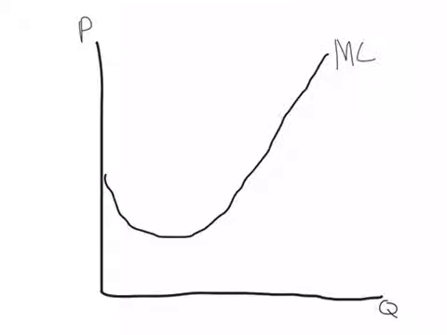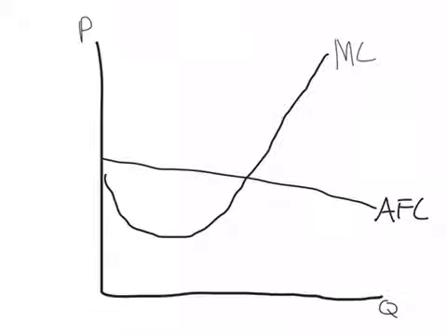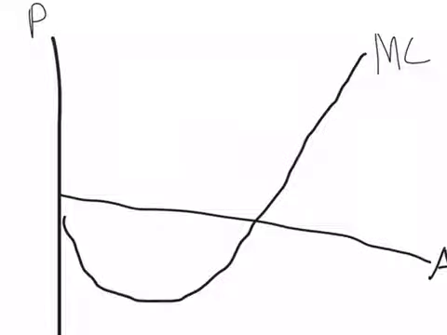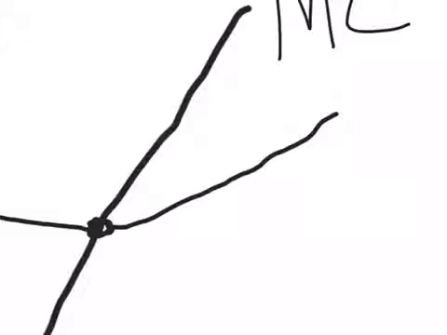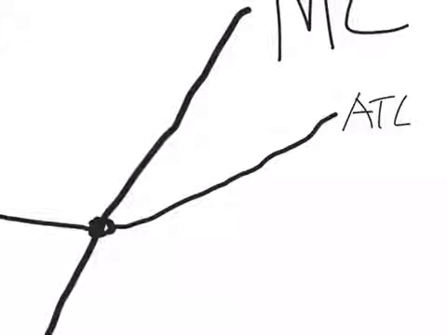And the next curve we can do is average fixed cost. Do it kind of like this. Average fixed cost, AFC. Then what we can do is an average variable cost. An average total cost would be next. So it lowers all the way until it hits this point on the marginal cost curve right here, and then it raises up again. So that would be average total cost, ATC.